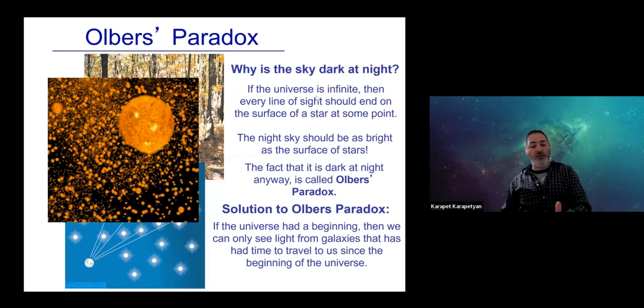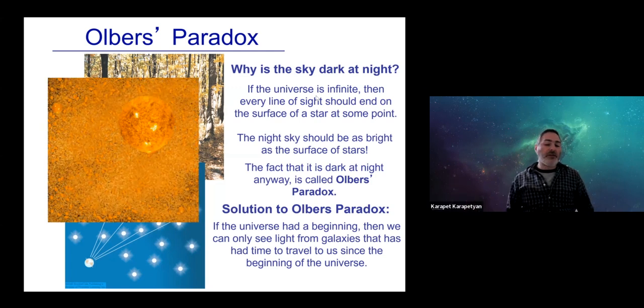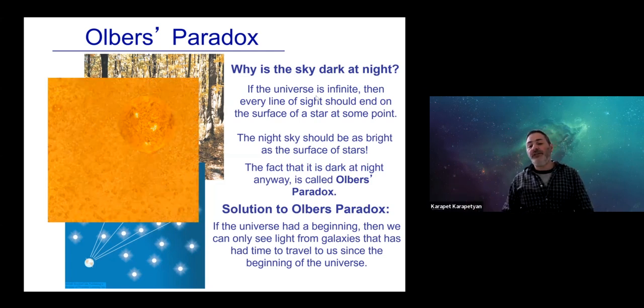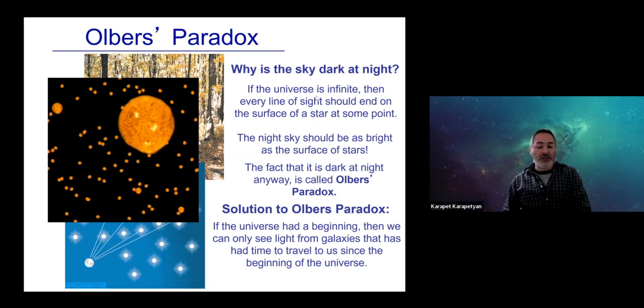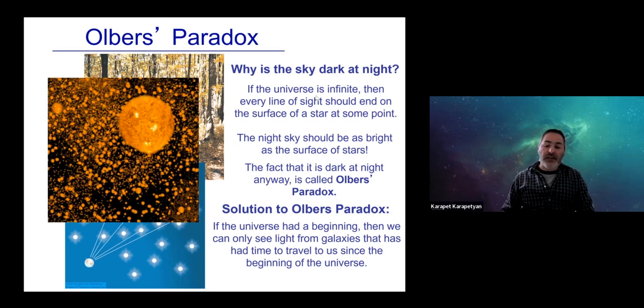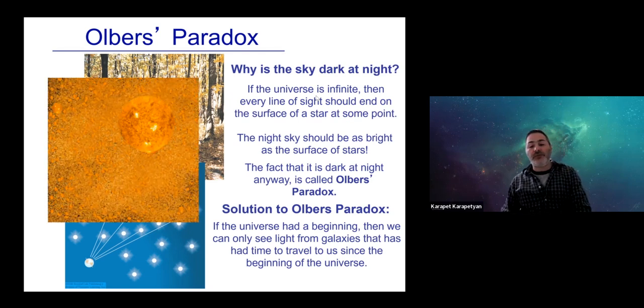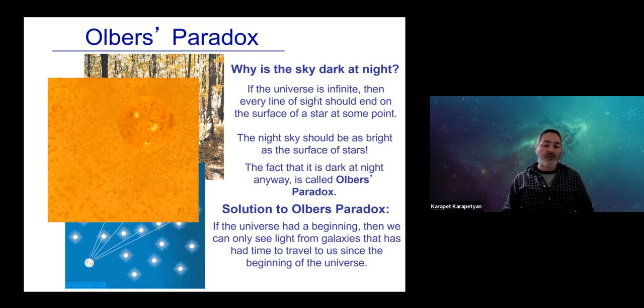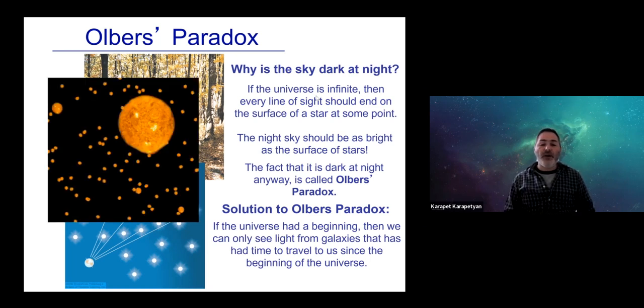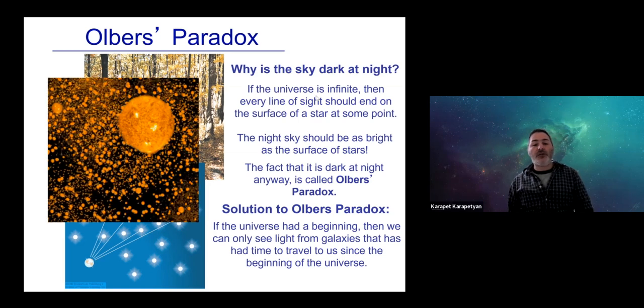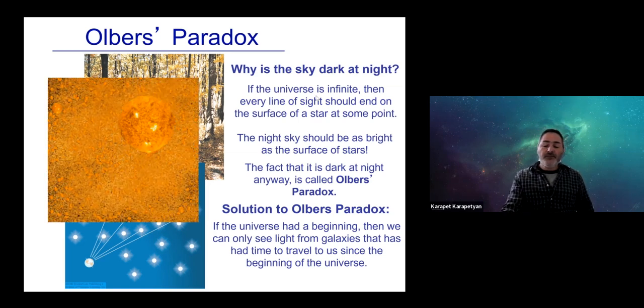Doesn't mean that this is the only solution. There could be other answers, but at this point, this is one of the solutions that makes sense. That means if the universe has a beginning, then we can only see the light from galaxies that have had time to travel to us since the beginning of the universe. So that's the best way that we can describe why the night sky is dark rather than bright.